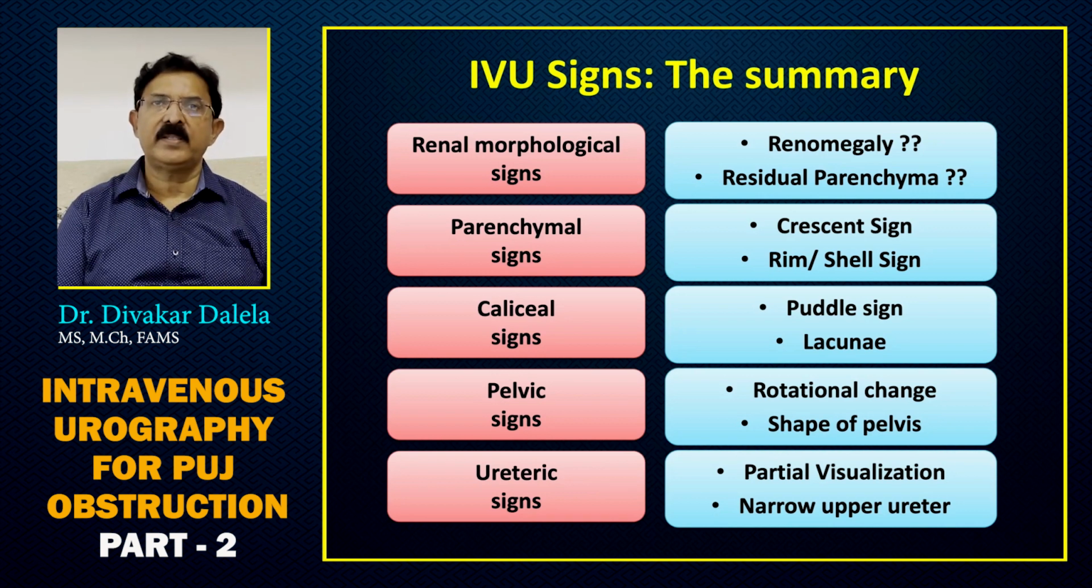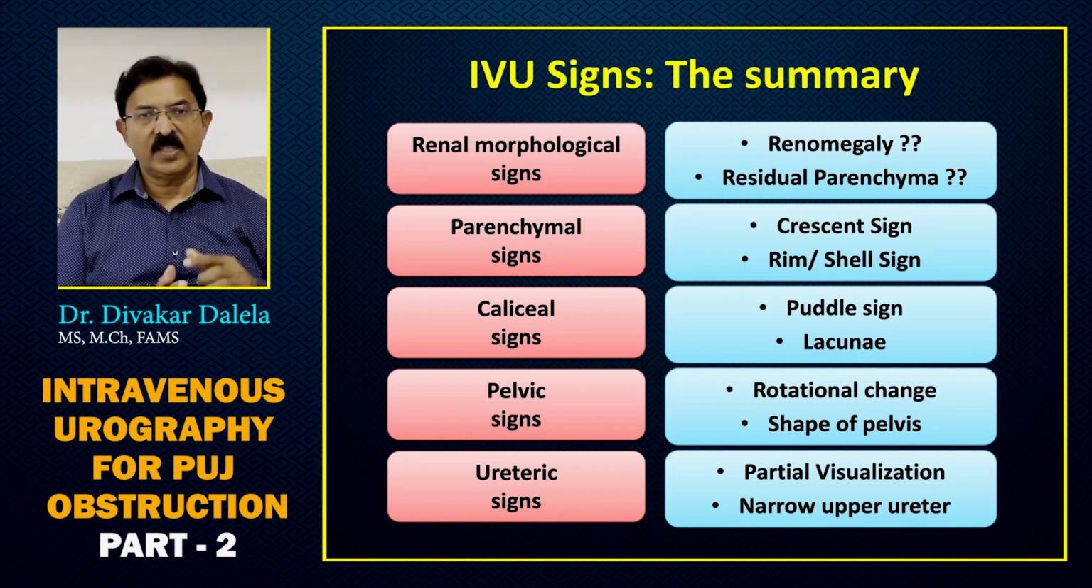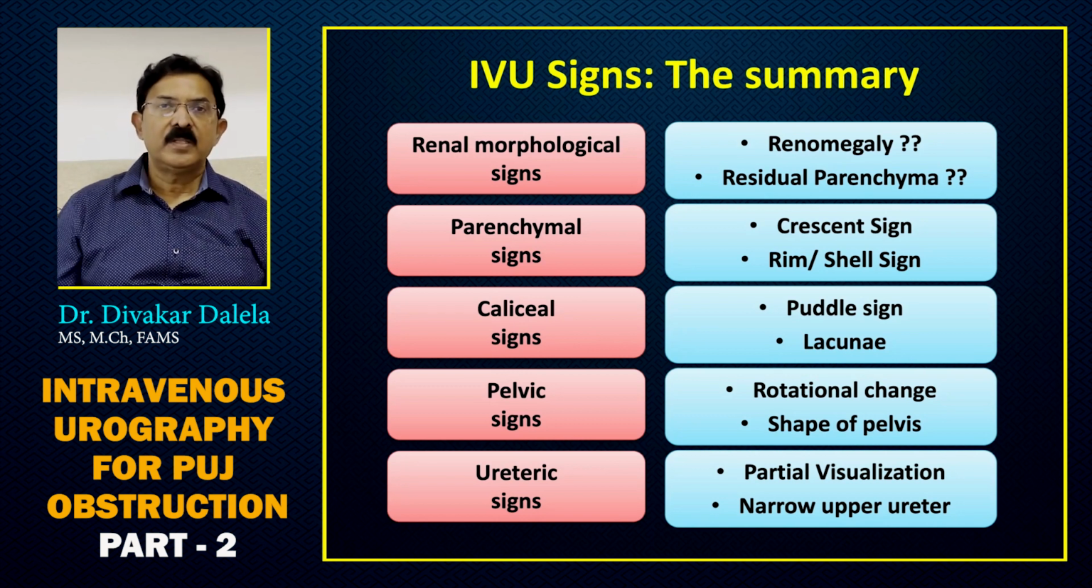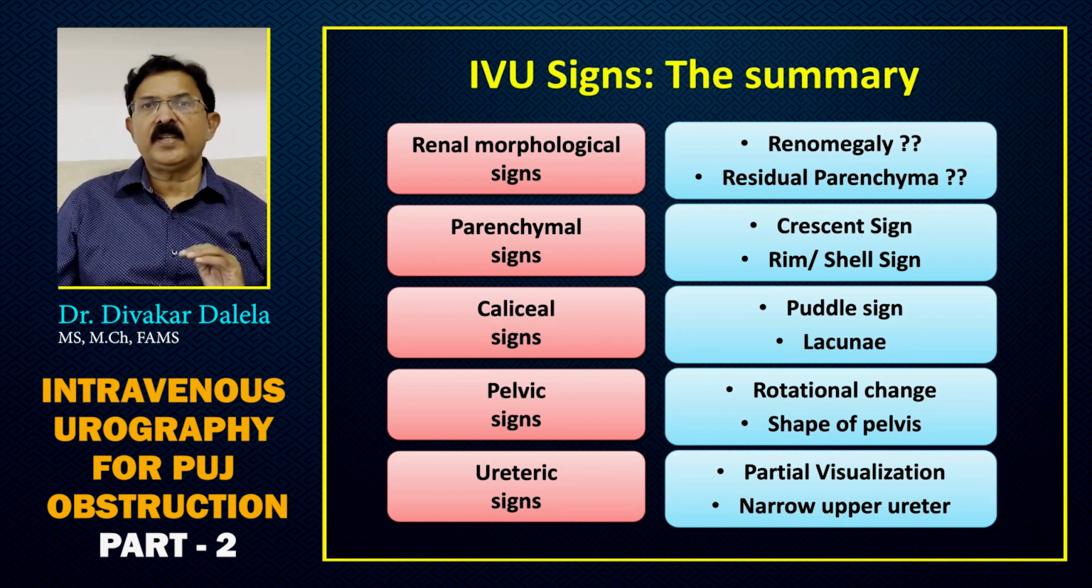Then come towards the pelvis. Do you see a rotational change? What is the shape of the renal pelvis? Then come to the area of the ureter and see, is the ureter visualized partially, or is the upper ureter narrow? What is the length of the narrow ureter? What is the caliber of the lower ureter? So if you look in a systematic fashion, like the way I mentioned, you will probably notice very valuable radiographic signs.